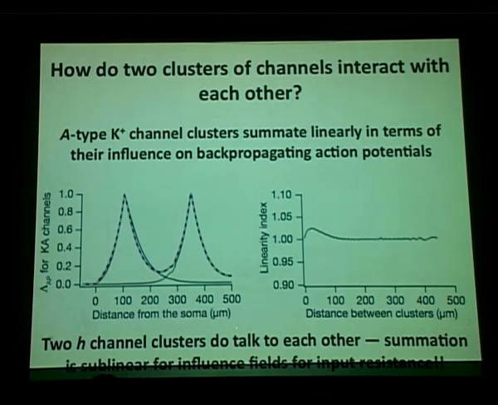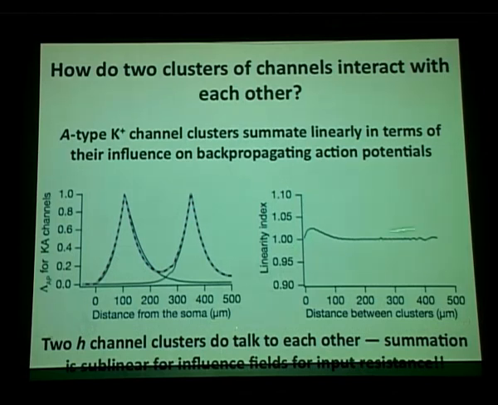Right? So this is not true for all measurements. If you have two h-channel clusters placed over there, and you try to understand the influence fields for input resistance, that summation is going to be sublinear. Whereas two A-type potassium channels don't really talk to each other because of the dynamics and kinetics of the action potential and so on, two h-channel clusters do talk to each other and can influence the other in altering the physiological properties. It will not be linear as you see over here.